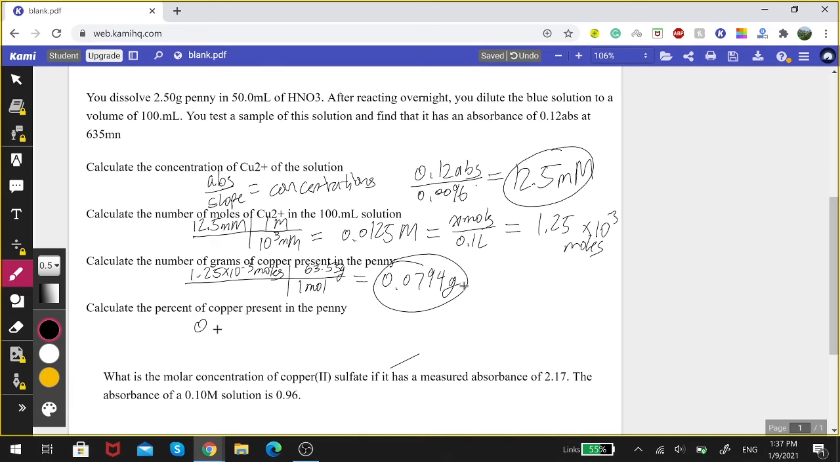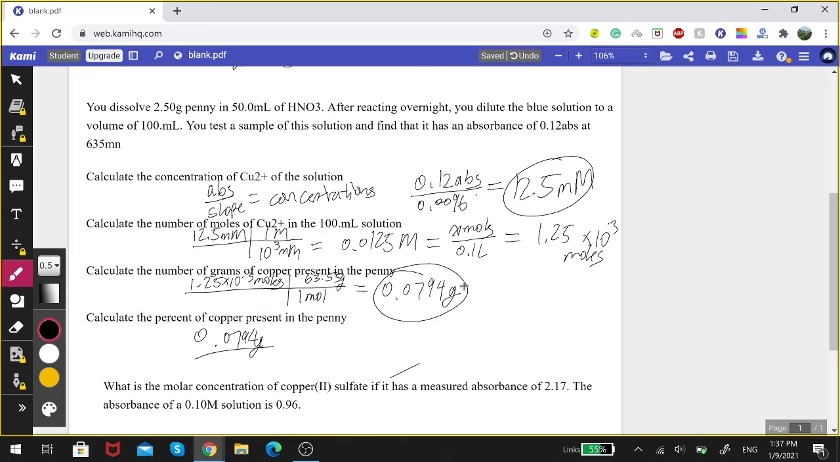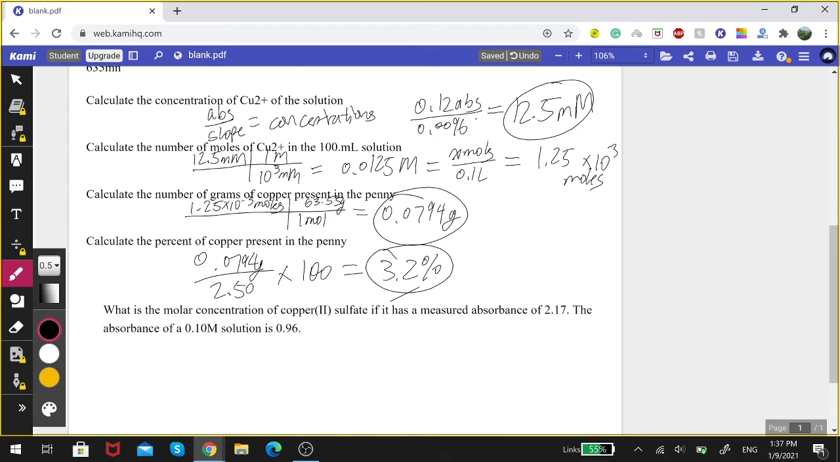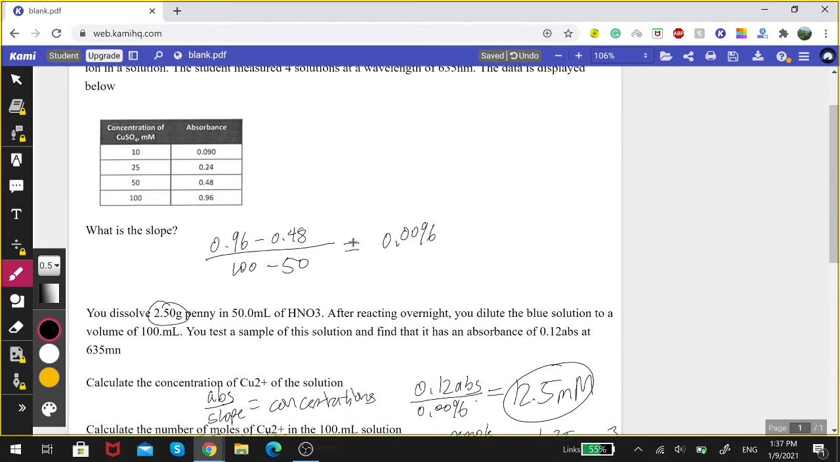Finally, we need to calculate the percent present in the copper. So let's use the number of grams, 0.0794 grams of copper, divided by the total grams of penny, which is 2.50 grams, times 100. And we're going to get an answer around 3.2%. 3.2% of the penny is copper. Now that's the first question.